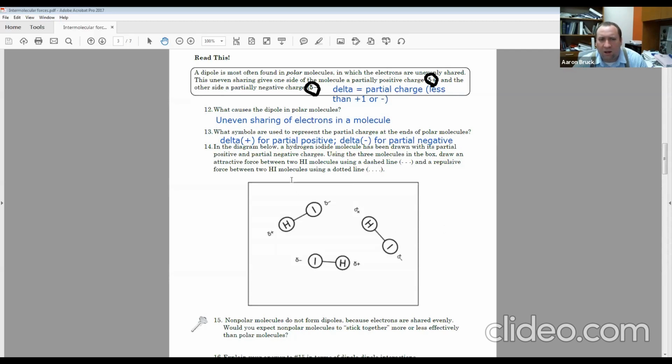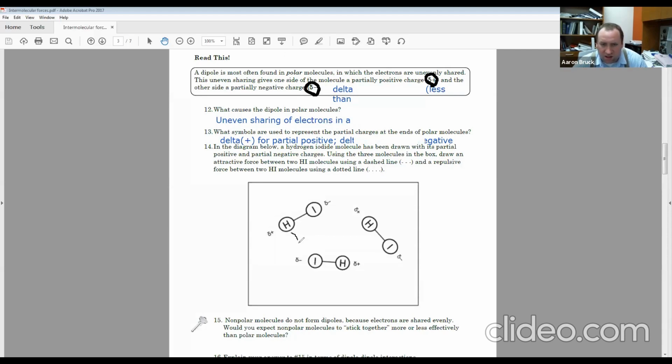All right. In this diagram below, the hydrogen iodide molecule has been drawn with its partial positive and negative charges. Using the three molecules, draw an attractive force between two hydrogen iodides with a dashed line and repulsive forces using a dotted line. Okay, so very similar to what we saw in the previous example.